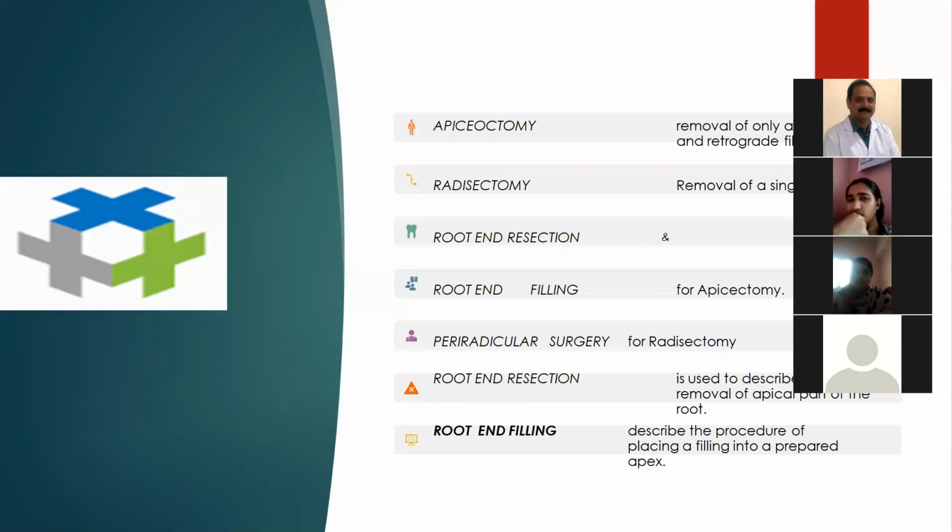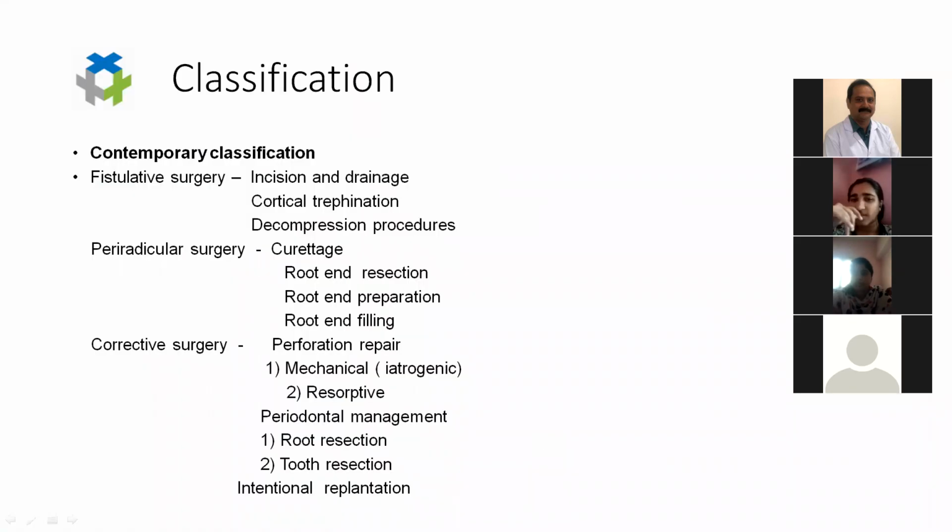Radisectomy is cutting off one root. Root resection is cutting off the apical one third, and root-end filling or retrograde filling is the same. In addition to that, we have hemisection, bicuspidization, and other procedures.